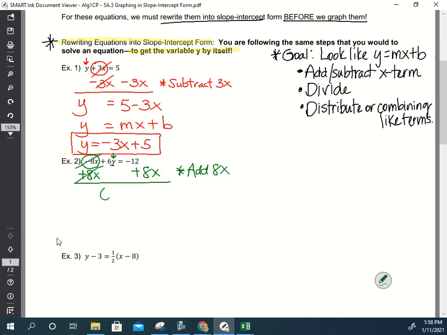Those cancel out. 6y equals 8x minus 12. So far, it looks like we got everything set up. Any questions before we continue?